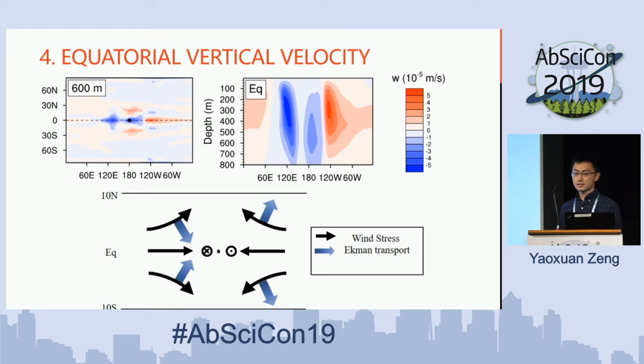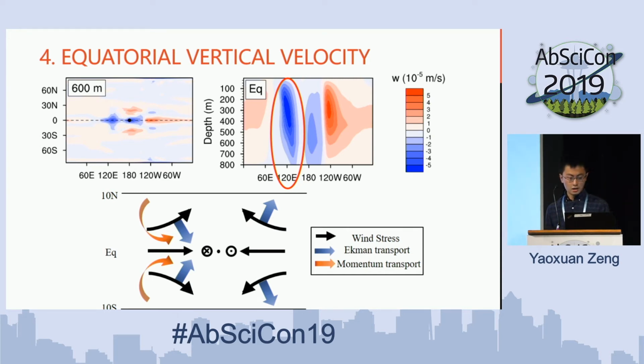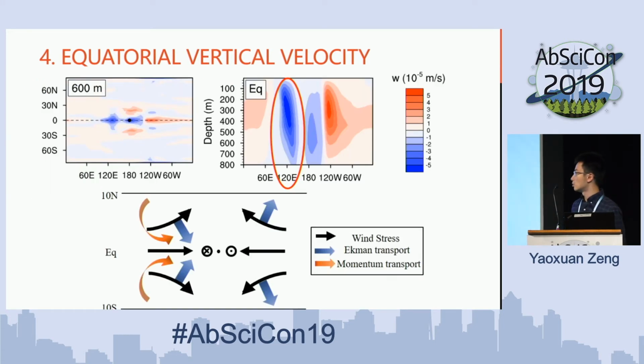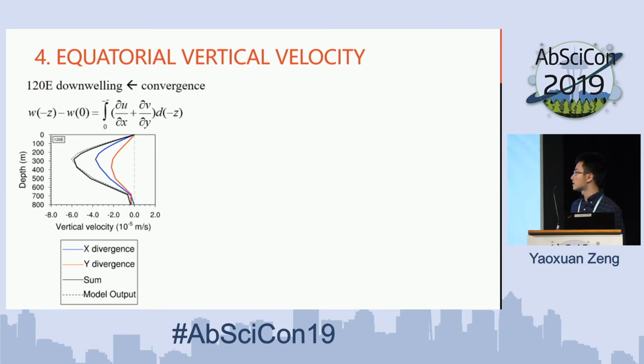However, we also find that the momentum transport is very important to the downwelling area. We know that the downwelling is caused by the convergence of the water, and we can divide the convergence into x direction and y direction. The Ekman transport mainly contributes to the y direction, but we can find that the x direction convergence, the blue line, has a large contribution to the downwelling. So what causes this kind of zonal convergence?